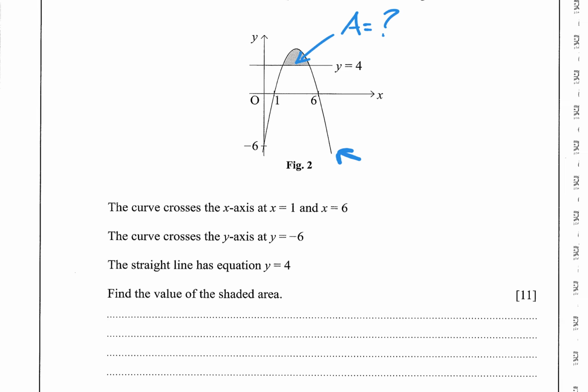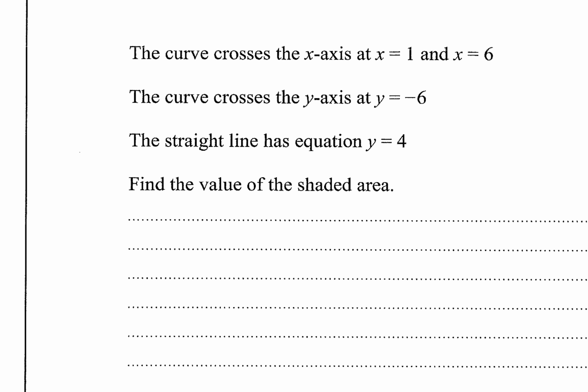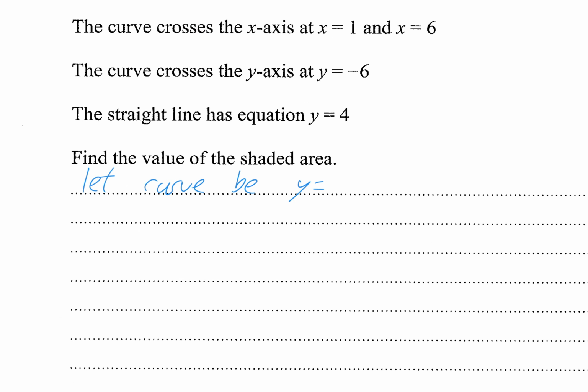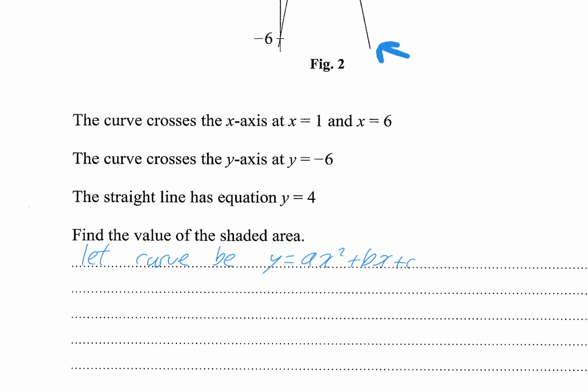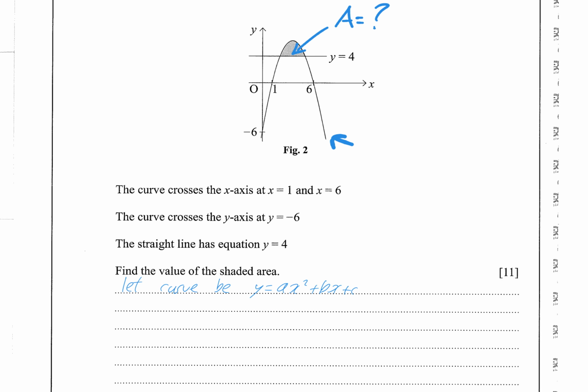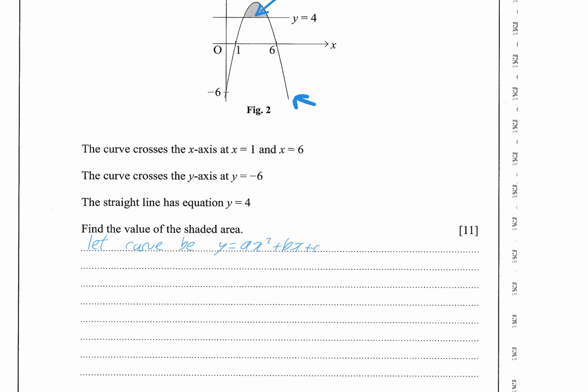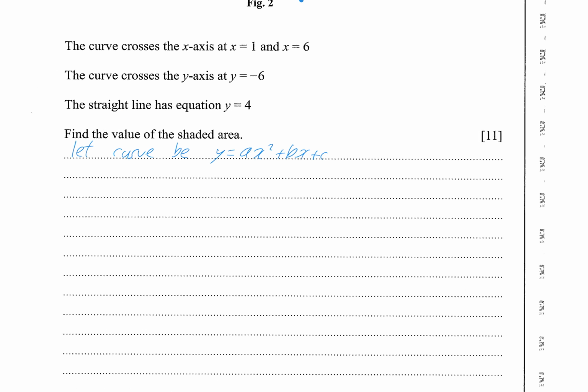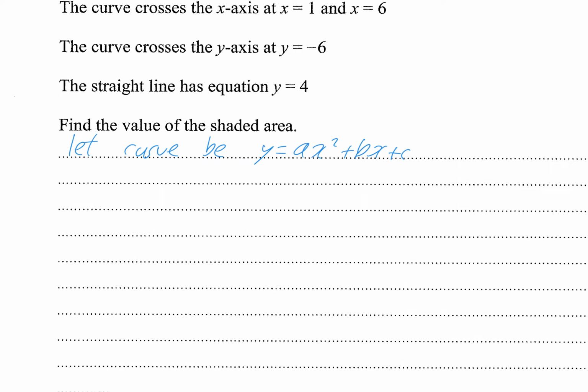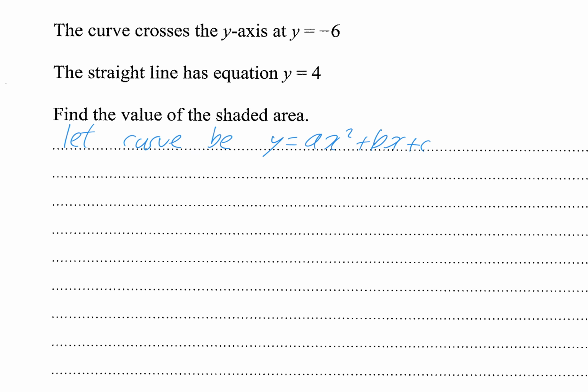But the first thing I'm going to do is find the equation of the curve. So I'm just going to say, let the curve be, it's a quadratic, so I'm just going to say it's ax squared plus bx plus c. Now, there's a smarter way of doing this. There is definitely a smarter way of doing this, but this is the way I saw it, and so I'm just going to go with that.